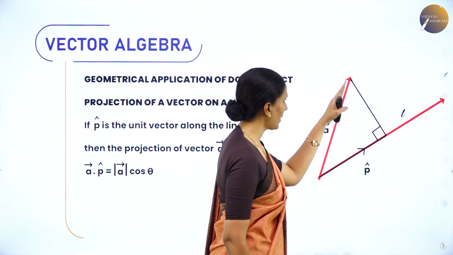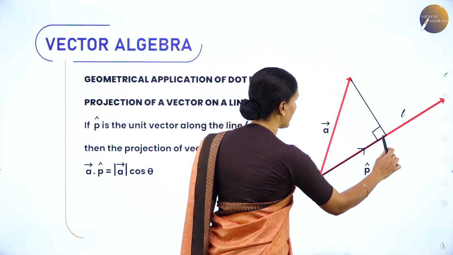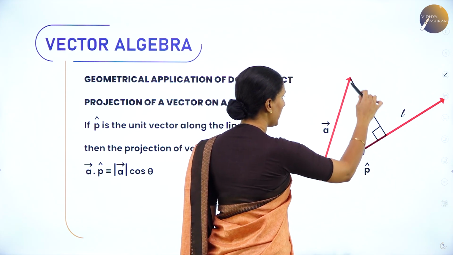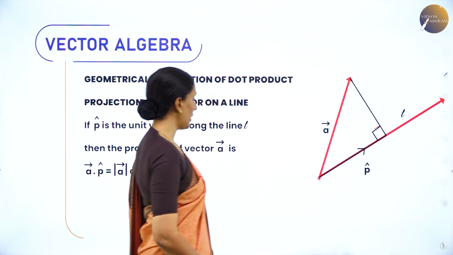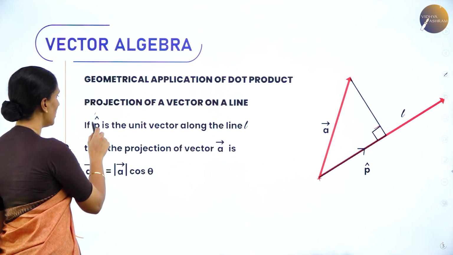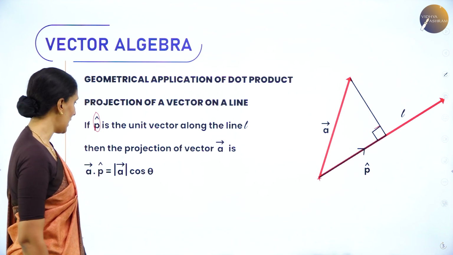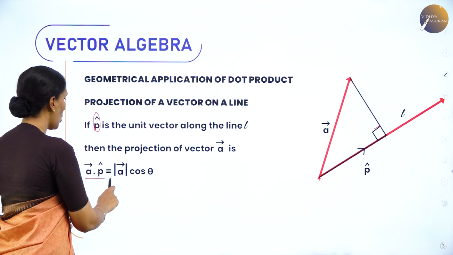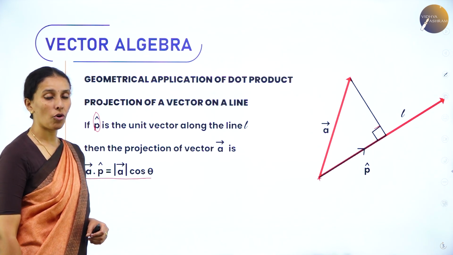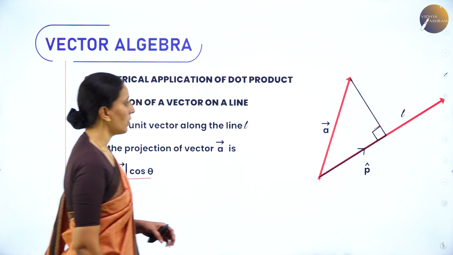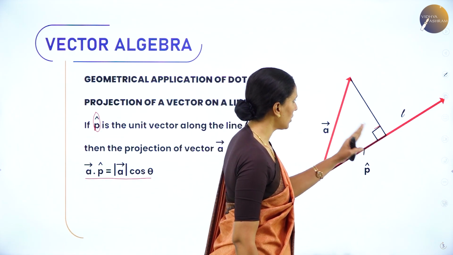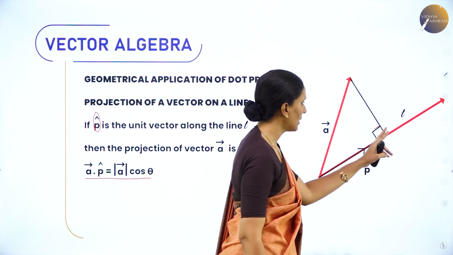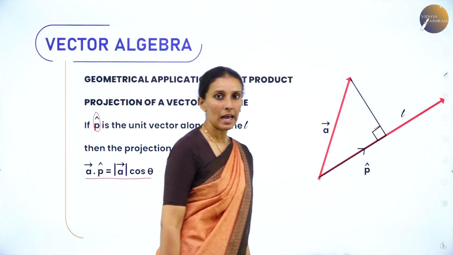So the projection of a vector is nothing but the vector P, you can clearly see here, which is exactly the perpendicular distance at right angle to the vector A. So if P is the unit vector along the line L, then the projection of vector A is given by vector A dot P cap, which is equal to magnitude of A into cos theta. It is nothing but a shadow of vector A on the line, and that is the unit vector along the line L.